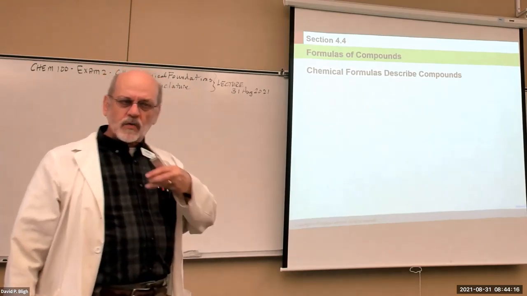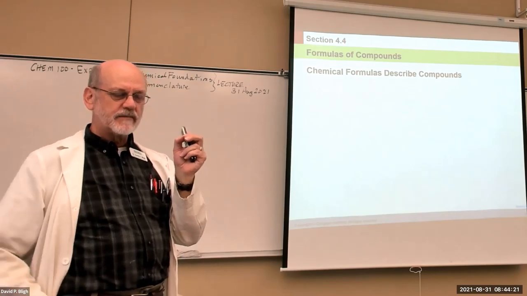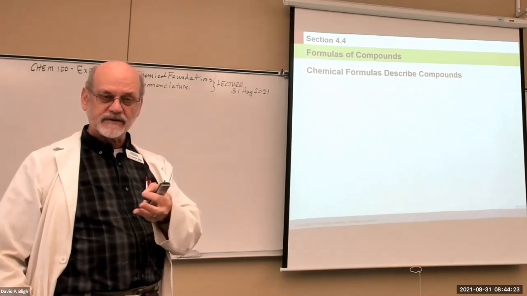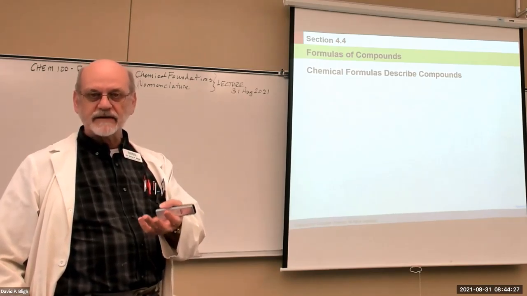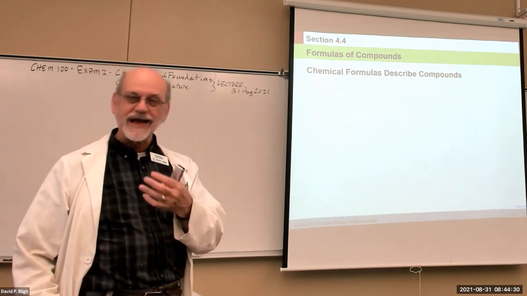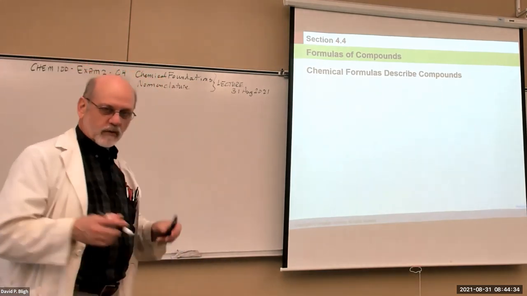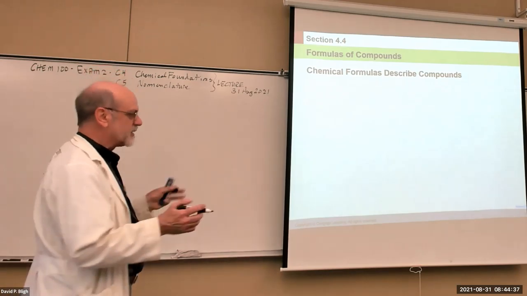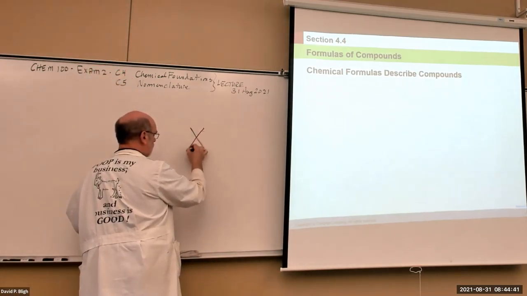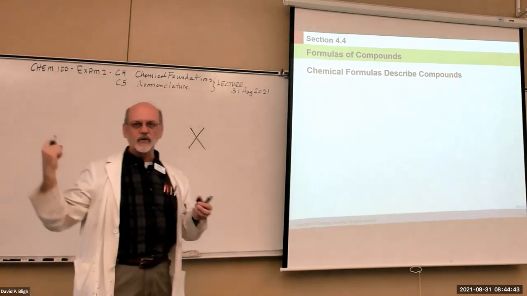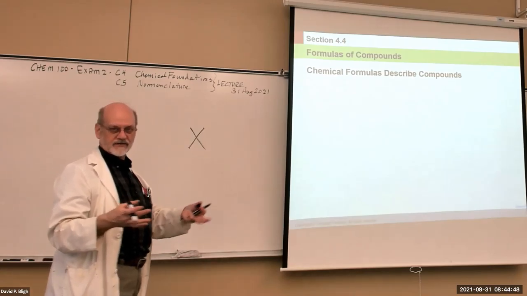Okay, so now that we have symbols for elements, we can describe the structure of a compound simply by using the element symbol and a subscript for how many there are in the compound. When we write the symbol for an element, say, I'm going to use X because there's no element in the periodic table that uses X. So that's my generic symbol.